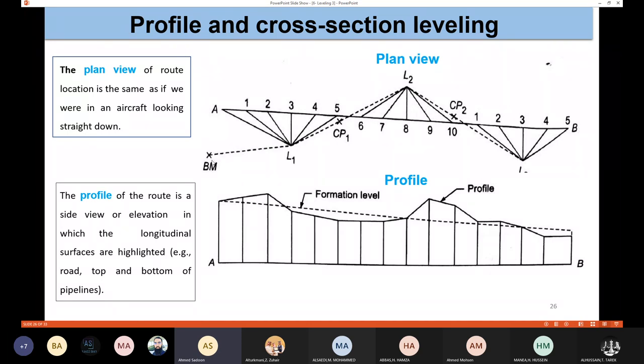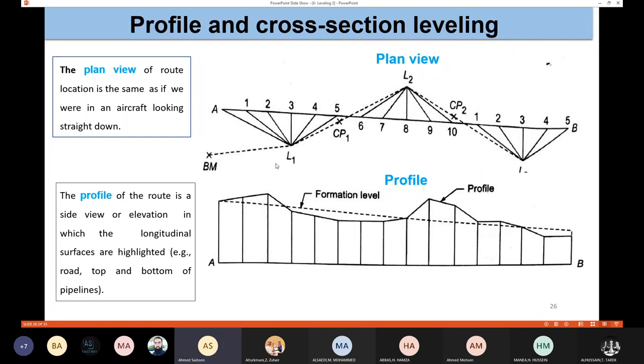Here we have a benchmark. So we are going to start here. So the device was located here. This one is a benchmark, and this one is the turning point. But actually, I need to know the elevation of points A, 1, 2, 3, 4, and 5. I'm going to place the instrument here. Then I'm going to start from the benchmark. This reading is going to be considered as backsight. This one is going to be intermediate sight, and this one is going to be foresight.